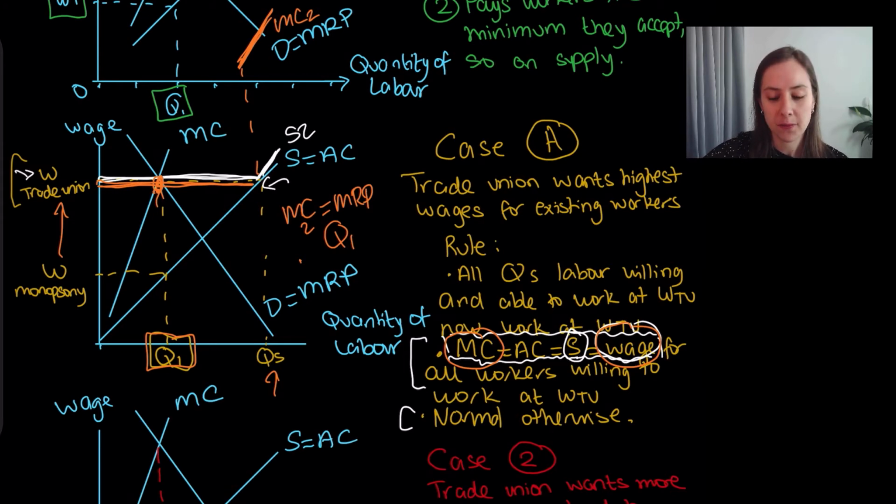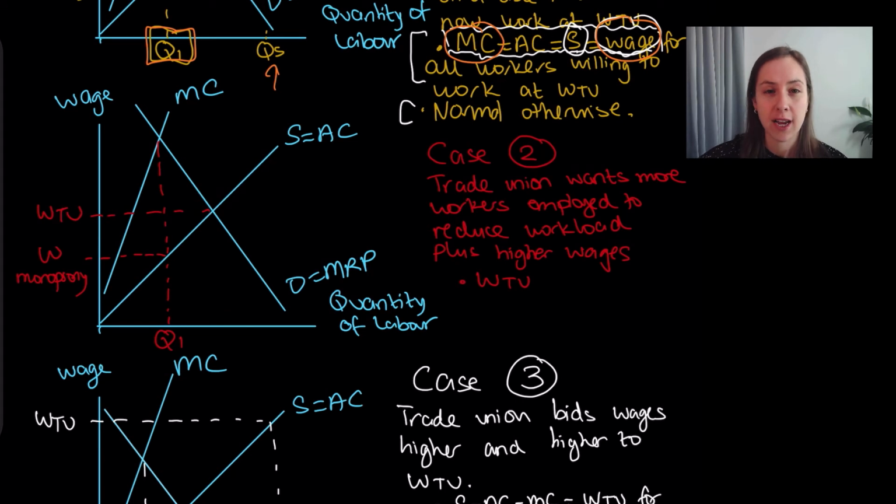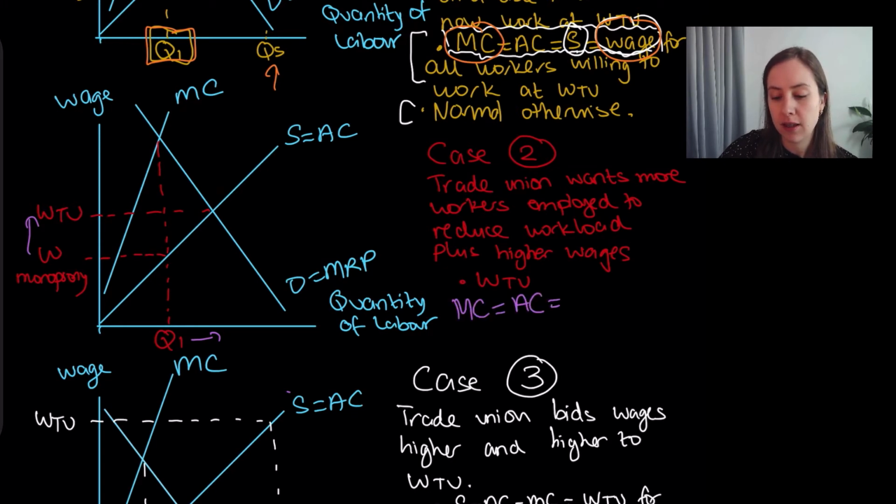That's case A. So what about if a trade union has a slightly different objective? What about this trade union, in this case, feels that the workers are being a little bit overworked and instead tries to go for a kind of middle ground wage rate? You'll find that the monopsony will hire more people. So let's take a look at how it works. So we need to follow rule 1. So rule 1 was that your MC equals your AC equals your S and equals your wage for all the people willing to work at that trade union wage.